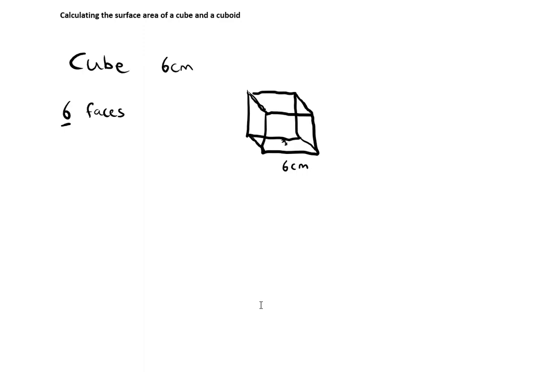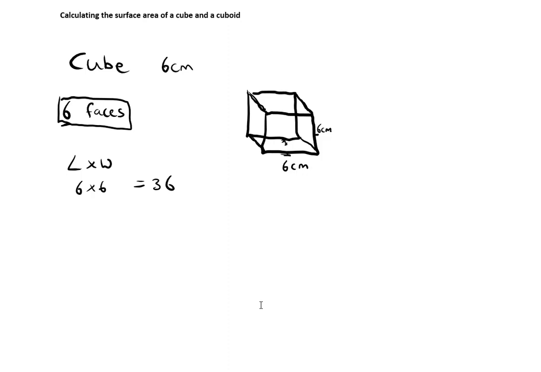So to get area, we multiply length times width. So if the length is 6 centimeters and it's a cube, the width is also 6 centimeters. So that's 6 times 6, which is 36, and now we also need to multiply that by the amount of faces on the cube. And there are 6 faces on the cube.